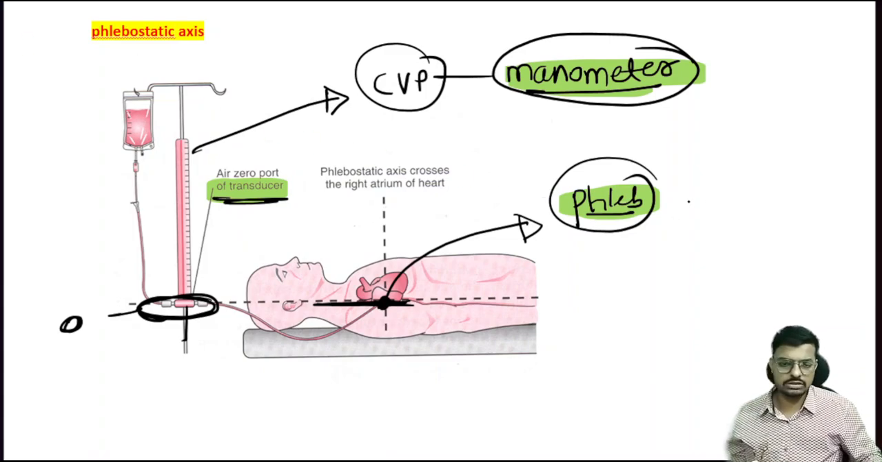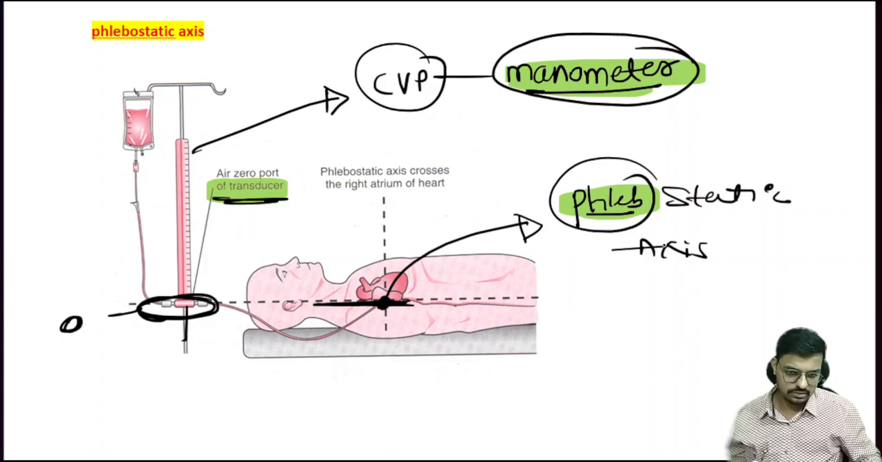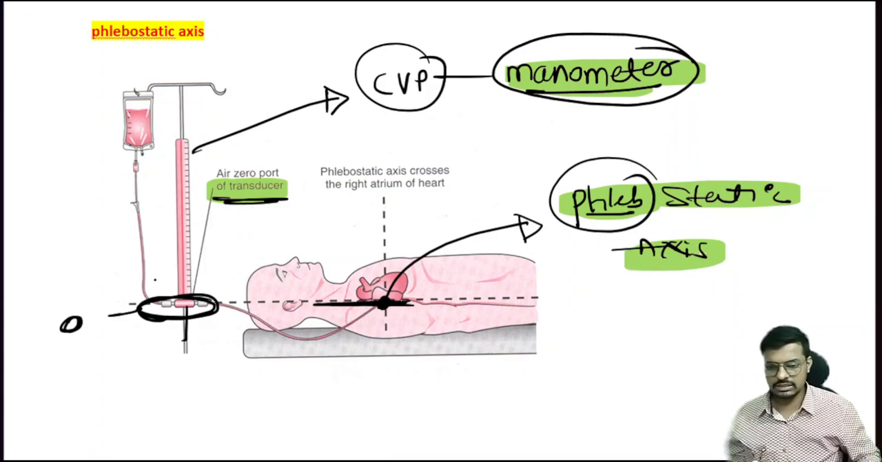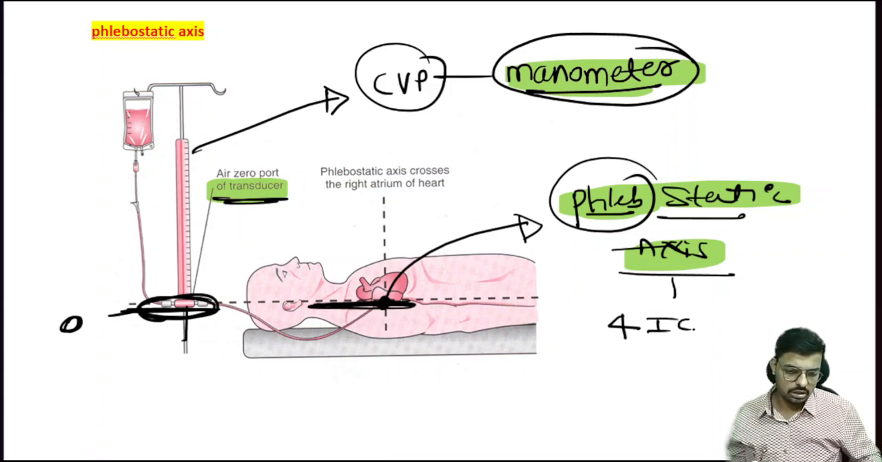So this one, what we call the phlebostatic axis. It should be at the level of the phlebostatic axis. So this is our transducer. It should be at the level of the phlebostatic axis. The next question is, what is the exact location of the phlebostatic axis? That is the fourth intercostal space, mid axillary line.